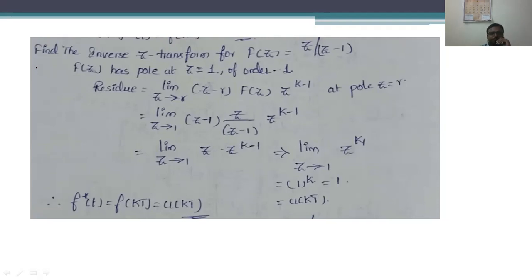Okay, so let us look into it. Find the inverse Z transform for the function f of z is equal to z divided by z minus 1. We have only one pole, that is at z is equal to 1, and the order of the pole is 1. Therefore, as per the residue method which we discussed in the previous class, we apply the same formula: residue is equal to limit z tends to r of z minus r into f of z into z power k minus 1.